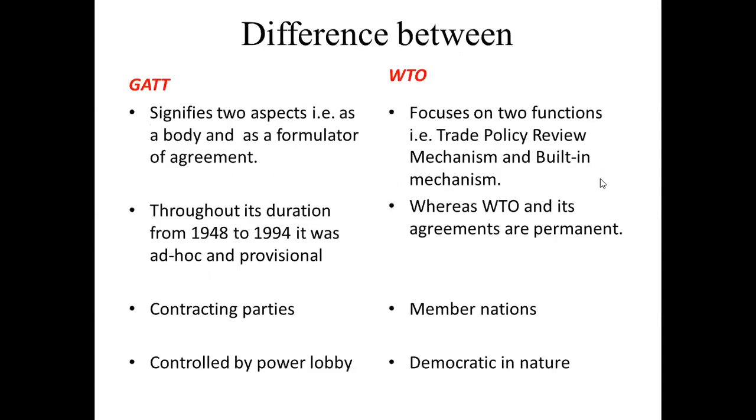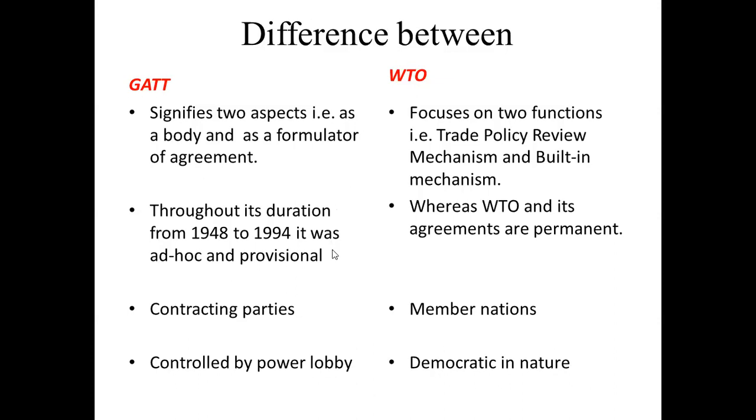We'll go to the next slide. Now this slide shows us the difference between GATT and WTO. GATT signifies two aspects, and which are those aspects: as a body and as a formulator of agreement. Whereas WTO functions are trade policy review mechanism and built-in mechanism. So basically the mechanism was focused by WTO and GATT was focusing agreement.